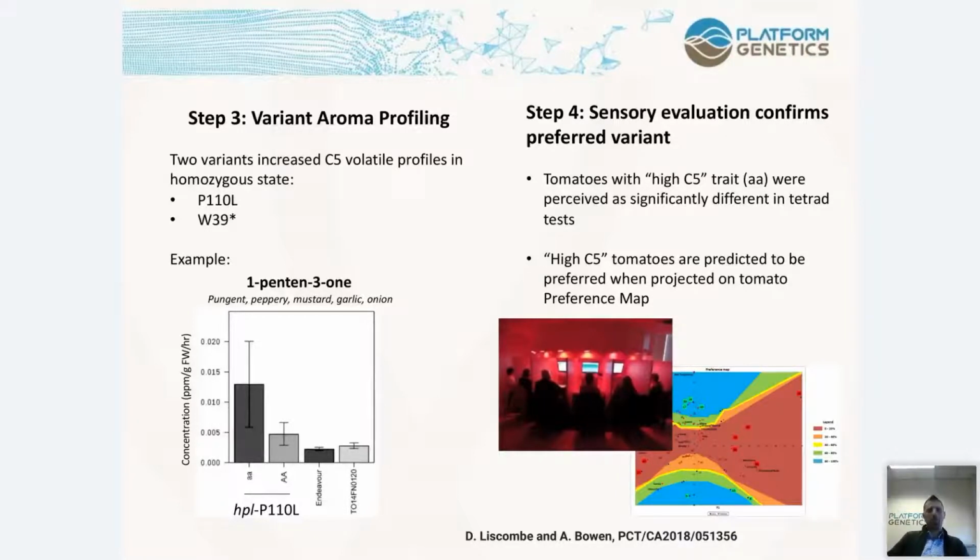So that's the nice thing about the sensory groundwork that they laid before getting into the trait development, is that it does have predictive value. So by going through all of those steps, we're able to validate that we did in fact have a preferred variant that met the sensory objectives that they set out to achieve.